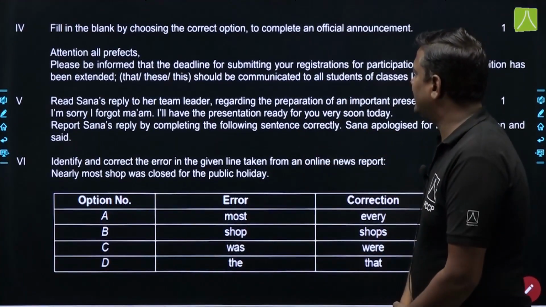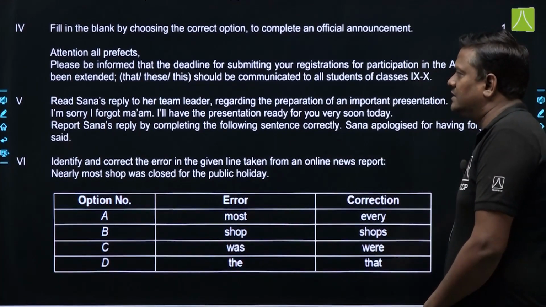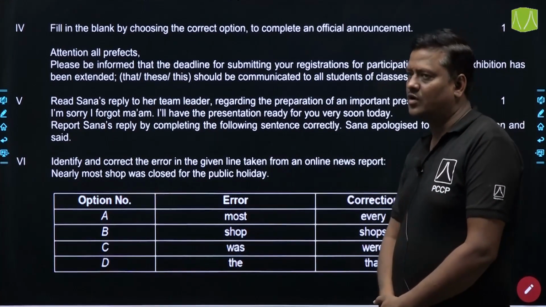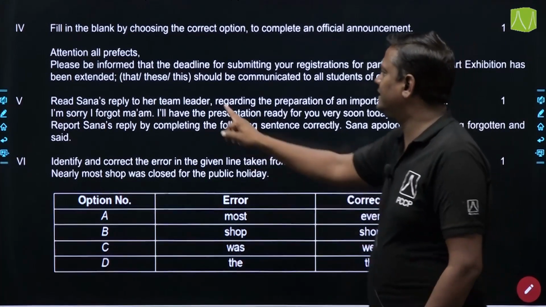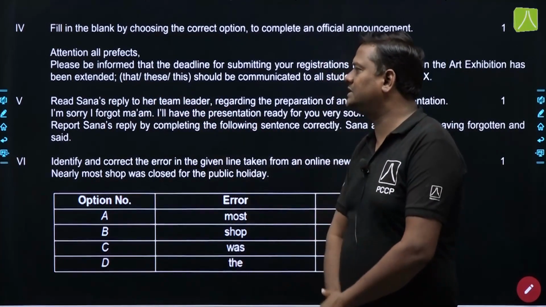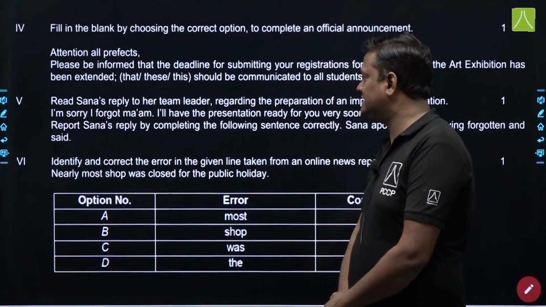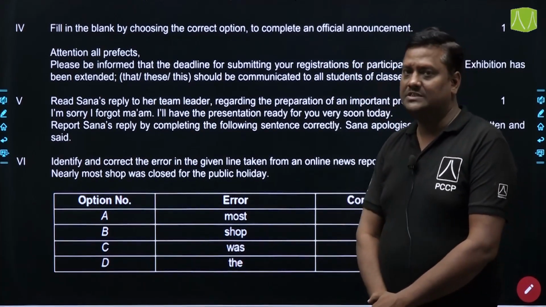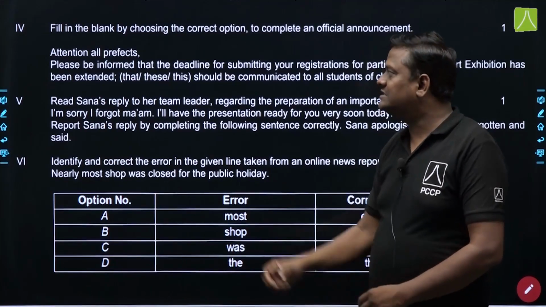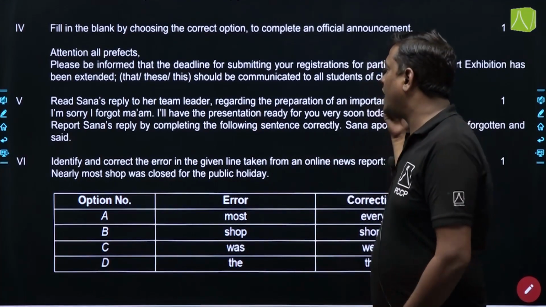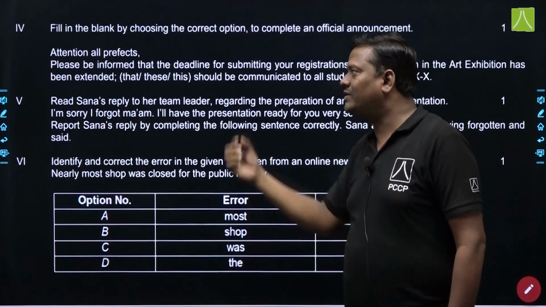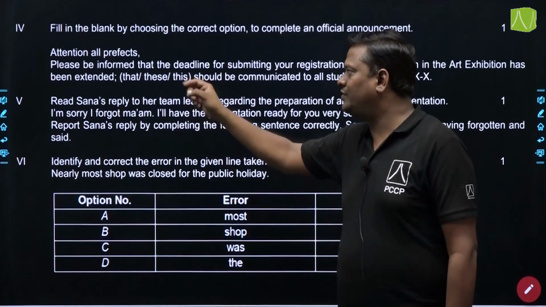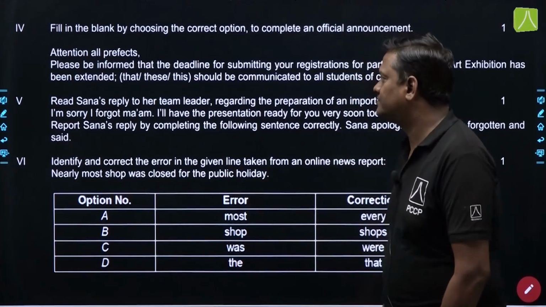We have questions where you are to find the error or write the correct word from the given options. Here options are given, which means the topic is determiner. This question is related to determiner. So, according to the sentence, what will be the correct determiner to fill the blank?